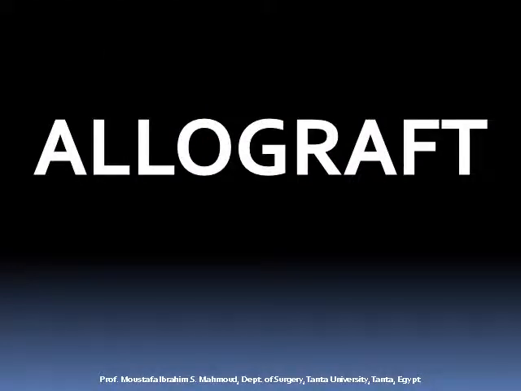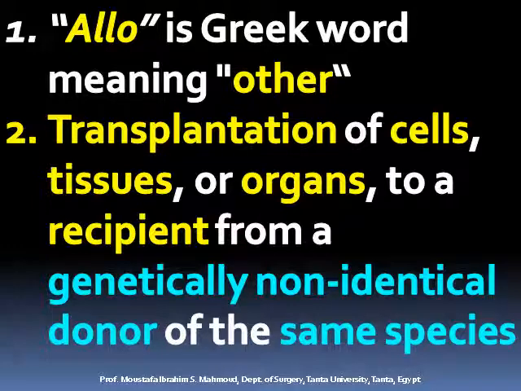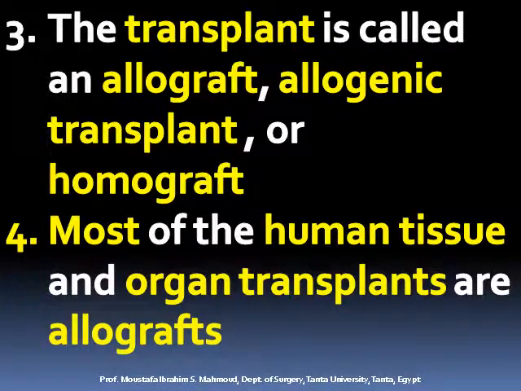Allograft. Allo is a Greek word meaning other. Transplantation of cells, tissues, or organs to a recipient from a genetically non-identical donor of the same species. The transplant is called an allograft, allogenic transplant, or homograft. Most human tissue and organ transplants are allografts.